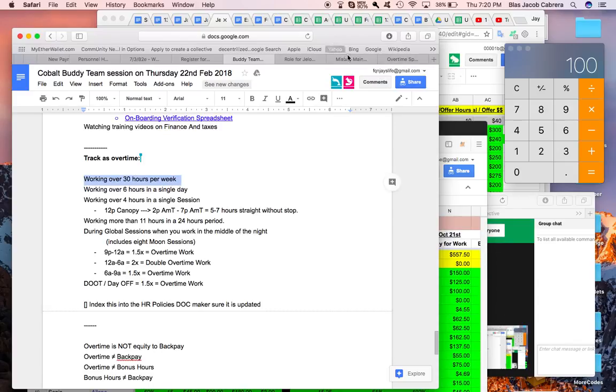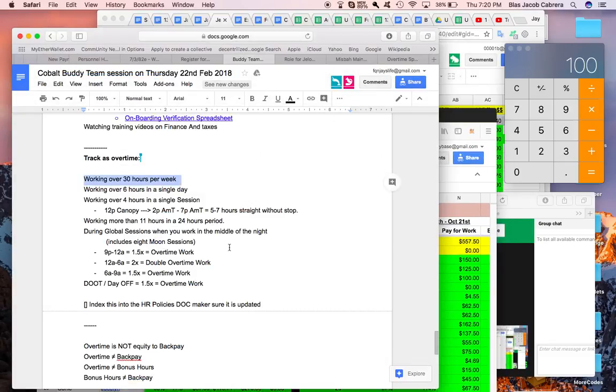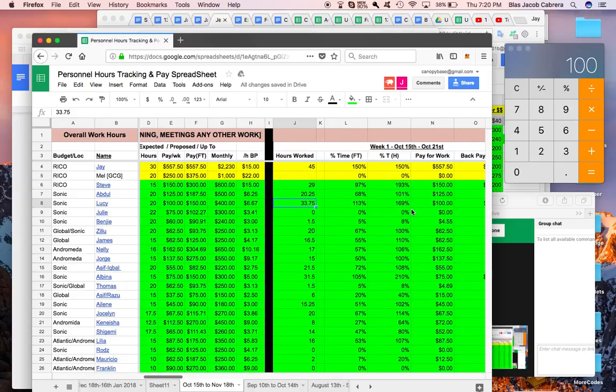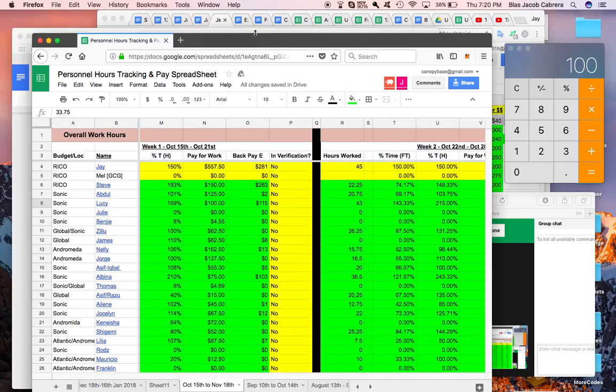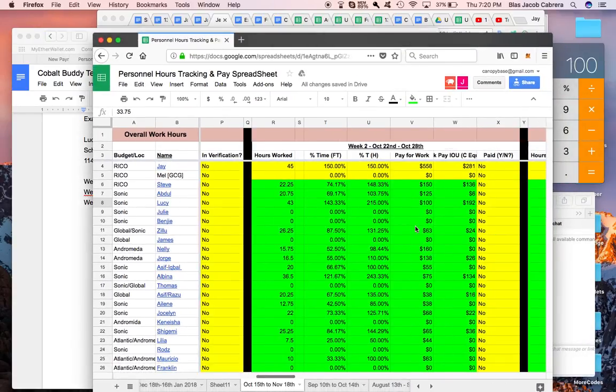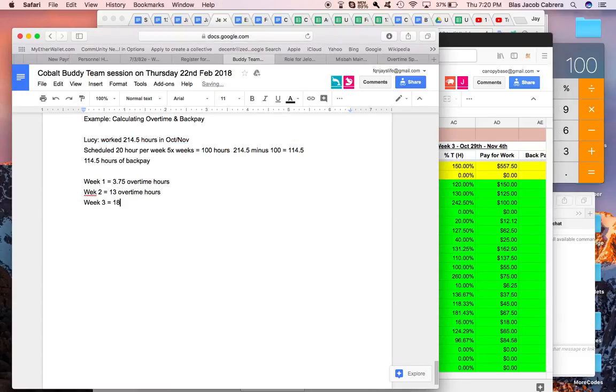So the way that you would calculate the overtime hours is you come in here and you see on the first week she worked 33.75 hours, right? So that would mean week one was equal to 3.75 overtime hours. Week two, here we have 43, so that would be 13 overtime hours. Week 3 would be 48, so that would be 18.5 overtime hours.